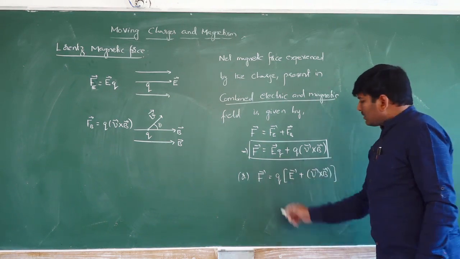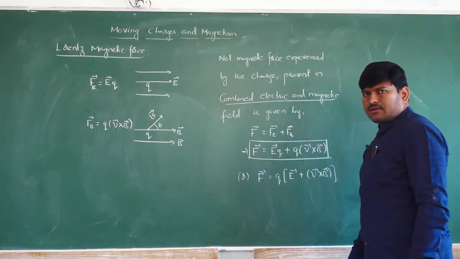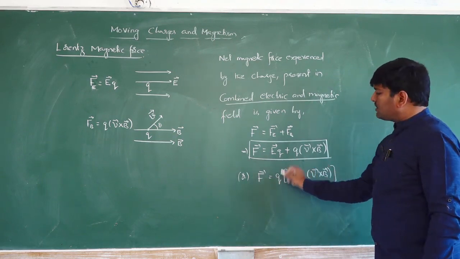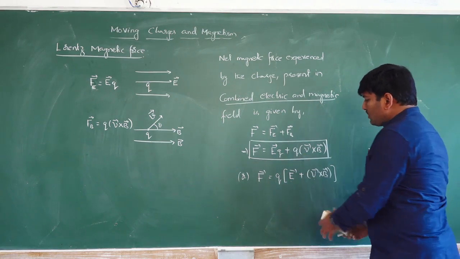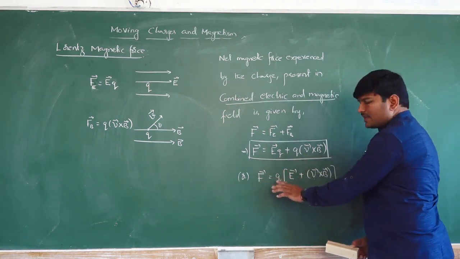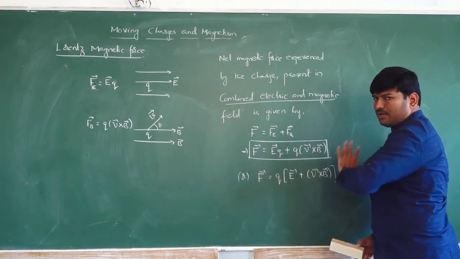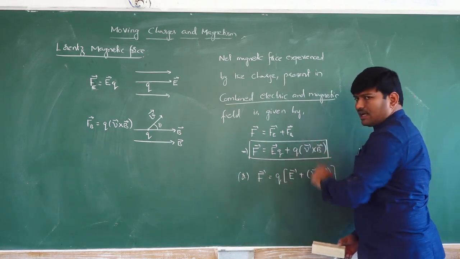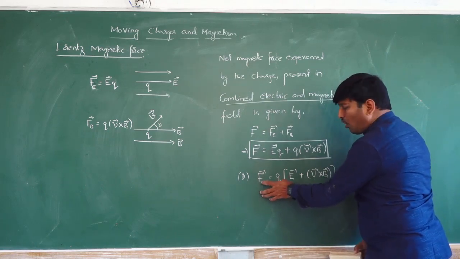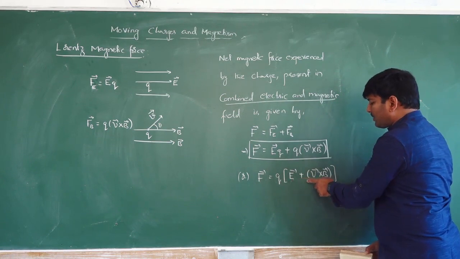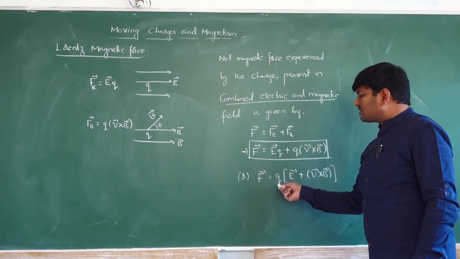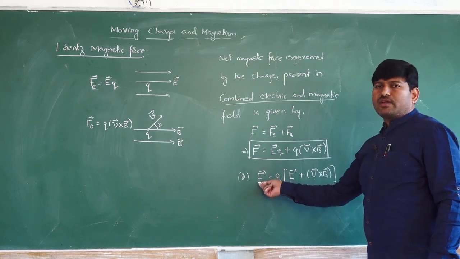The direction of Lorentz force will be the direction of E bar plus V bar cross B bar, provided Q is positive charge. If Q is positive charge, then the direction of the Lorentz force is nothing but the direction of E bar plus V bar cross B bar. If Q is a negative charge, then the direction of Lorentz force is opposite to the direction of E bar plus V bar cross B bar. Is it clear? So based on the polarity of the charge, the direction of force is going to be affected.